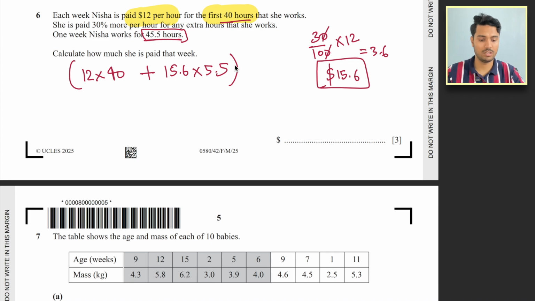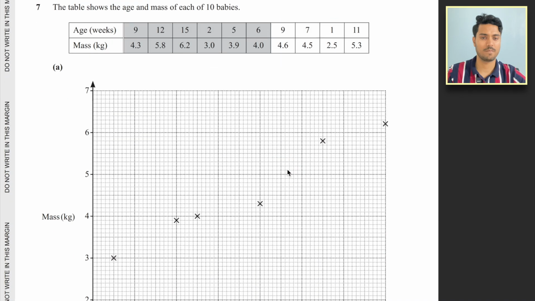12 into 40 plus 15.6 multiplied by 5.5, which is coming out as 565.8. So let's write down $565.8. Let's move on to question number 7.